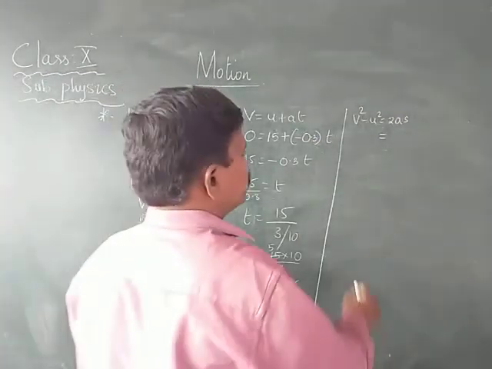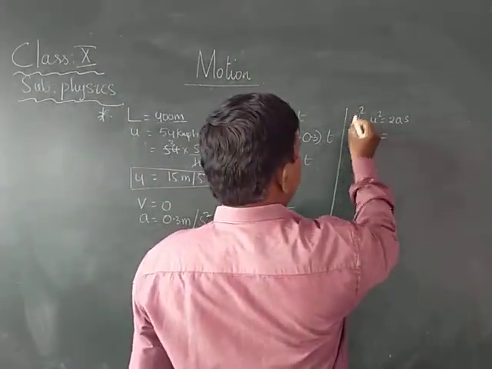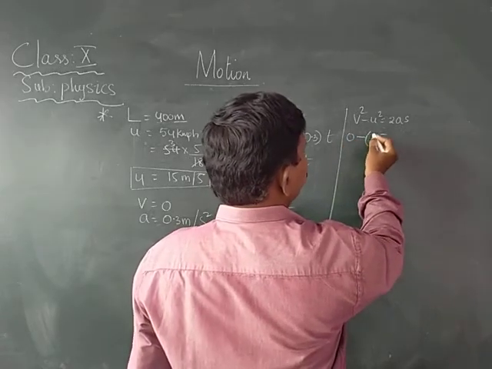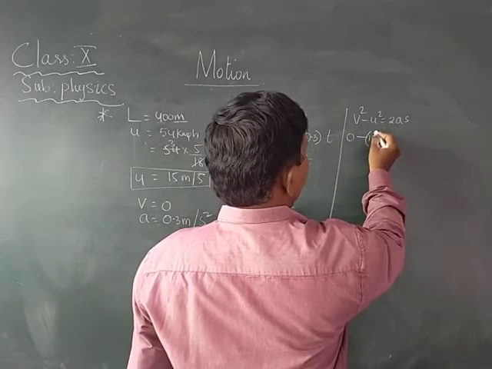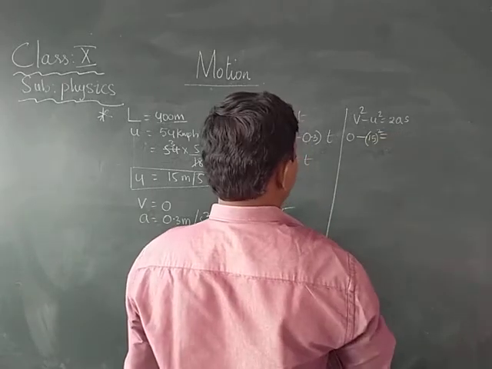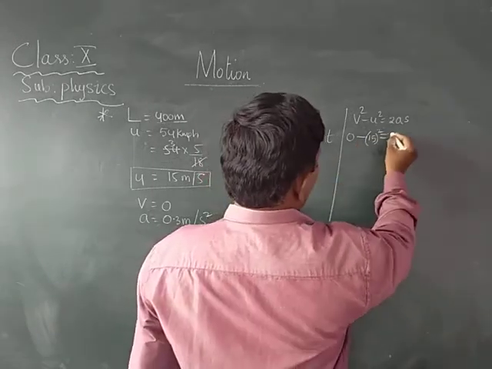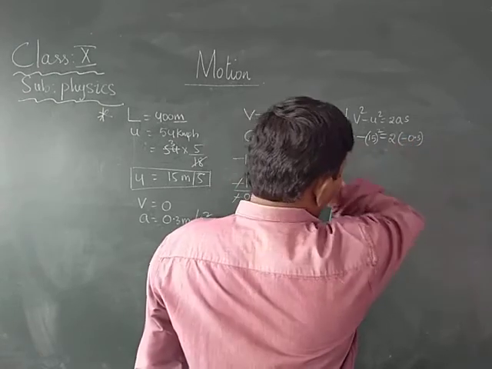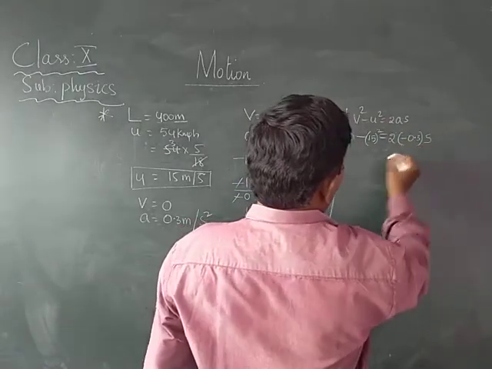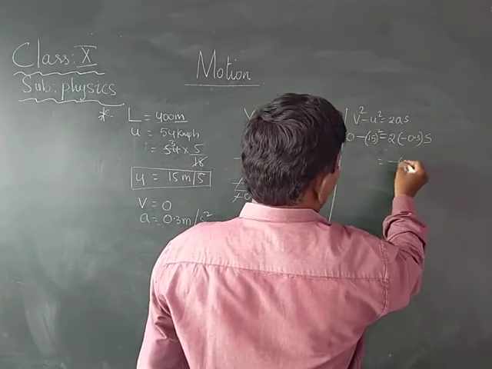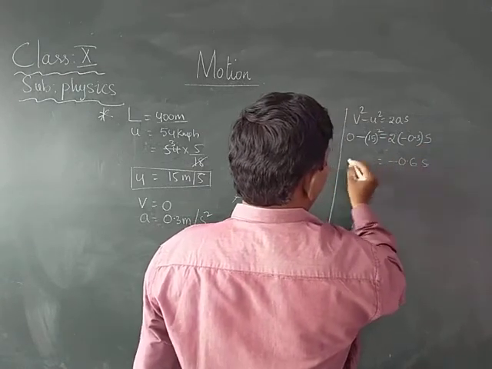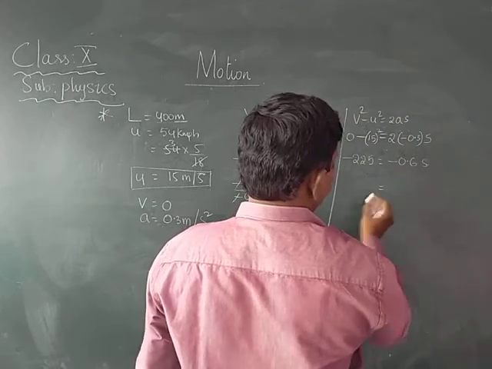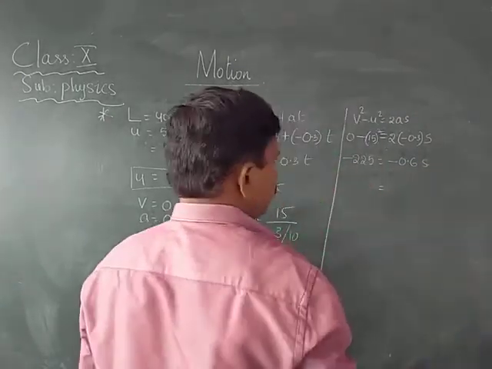That is v square minus u square is equal to 2as. V is what? 0. 0 square is 0, minus u square. U is 15, so 15 square. Next, 2 into minus 0.3, that is minus 0.6, into s. That is equal to minus 225, because 15 square is 225.